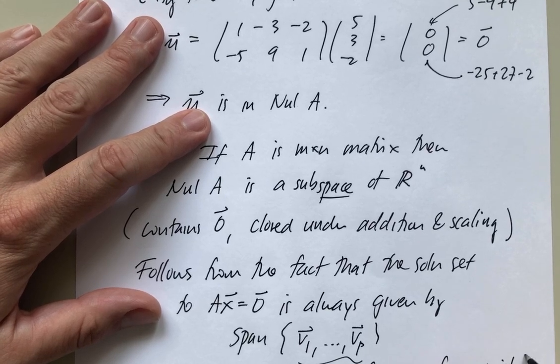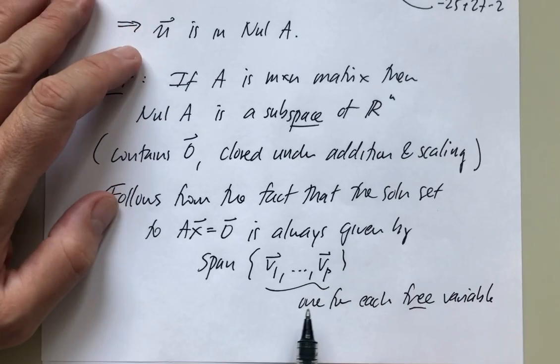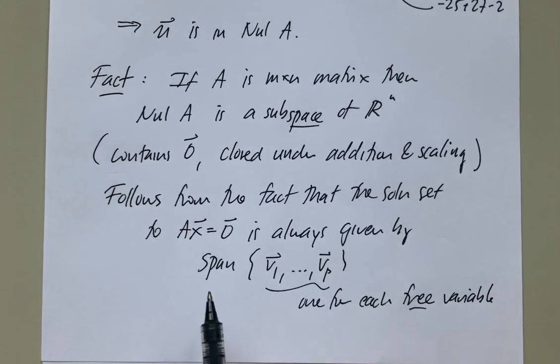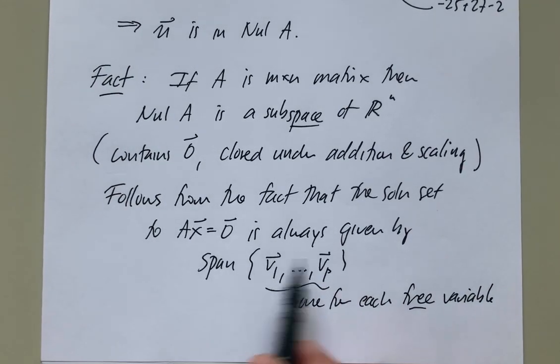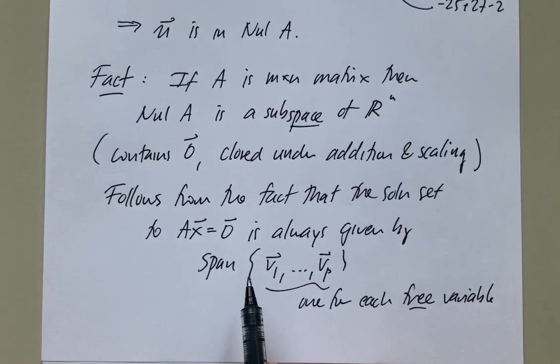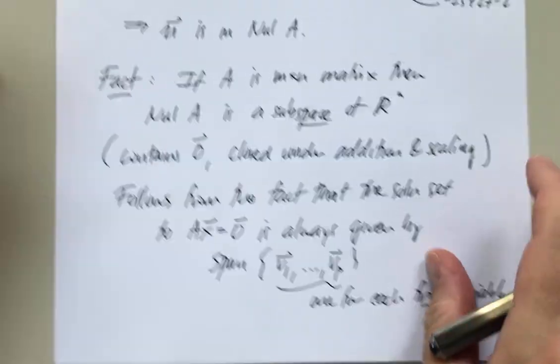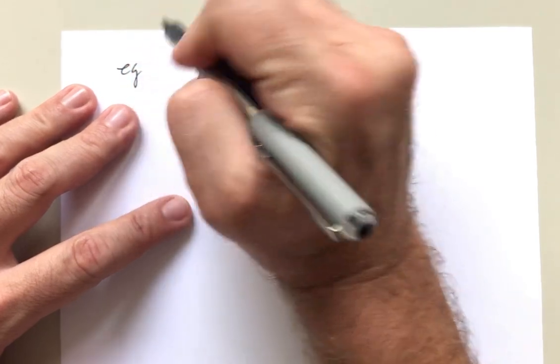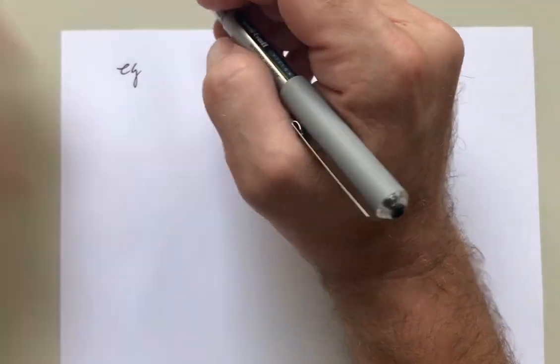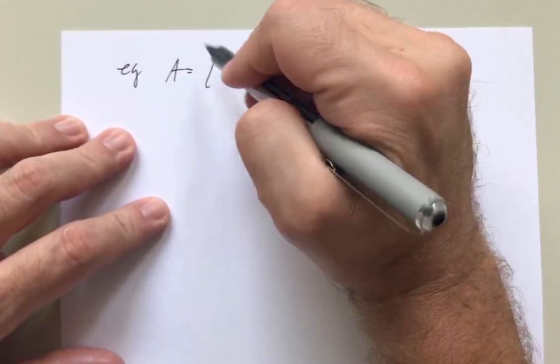Okay, so I'll do an example of this, but this should be familiar: when you were solving homogeneous systems, it was always the span of a bunch of vectors, and we know that span always gives you a subspace. We talked about that last time. Okay, so actually let me do that example. Let's do the A as above.